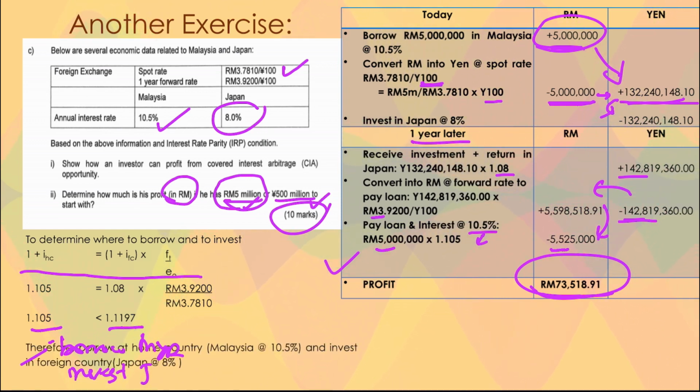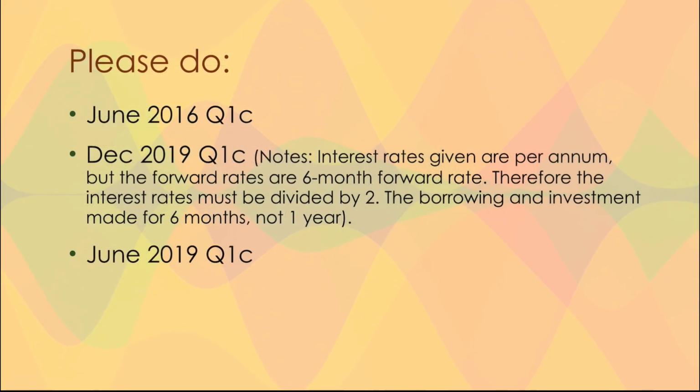Okay, I think that's all. And for the tutorial, please do this question: June 2016, December 2019. For this question, the interest rates given are per annum, but the forward rates are 6-month forward rates. Therefore, the interest rate must be divided by 2. And the borrowing and investment are made for 6 months, not 1 year. Okay, be careful with this question, it is tricky. And June 2019.